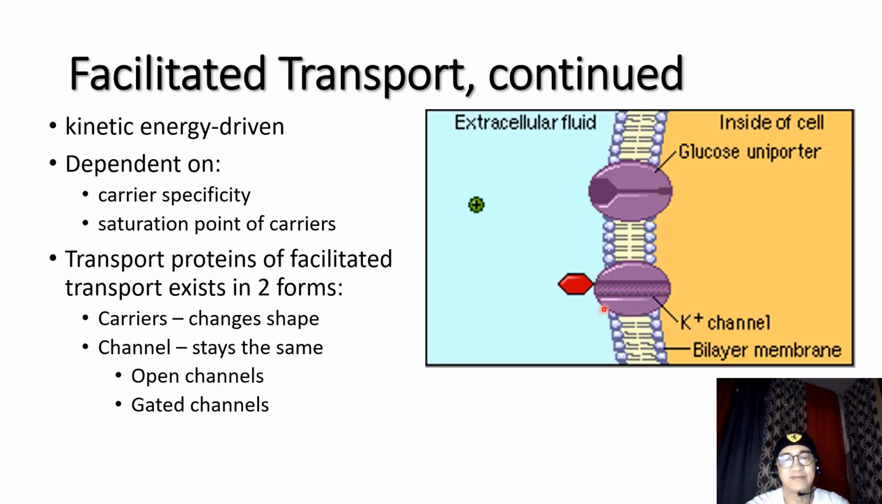Channels, on the other hand, have an unchanging conduit or passageway for the solutes that they allow to move across. But channels come in two forms. One, when they are open 24/7, so ions or solutes can move across at any time. And there are also gated channels, wherein the channels are opened only when the correct solutes are bound to it or when there is a correct stimulus that opens it up. Otherwise, it stays closed.